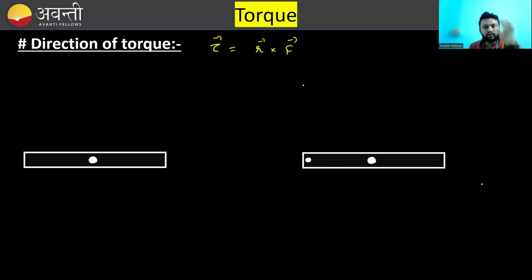So now what is the direction of torque? If someone asks you how to find the direction of torque, then you can directly say that the direction of torque is decided by the direction of R cross F. If you can find this product R cross F, then you will be able to find the direction of torque.